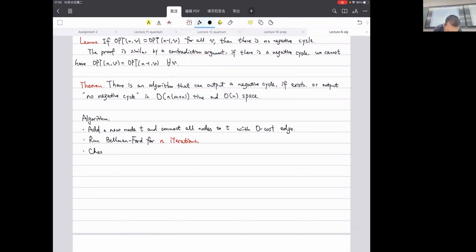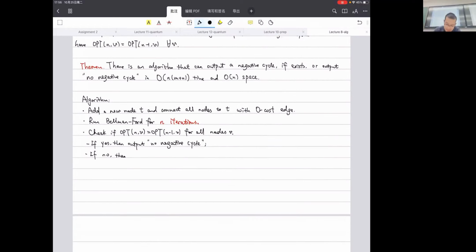After that, we check if OPT(n, V) equals OPT(n-1, V) for all nodes V. If yes, then we output no negative cycle. And if no, then what is the advantage of having this T here? In general, this is for our convenience of outputting this negative cycle if it exists. And in this no case, it does exist.